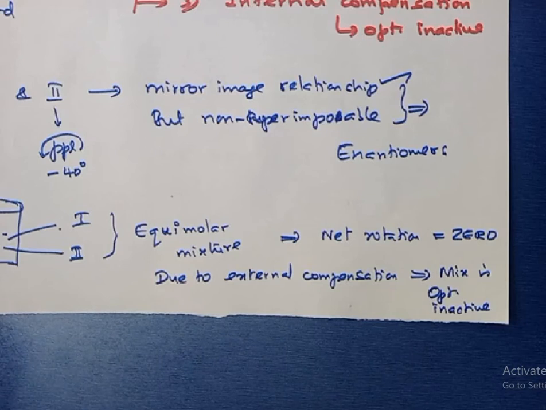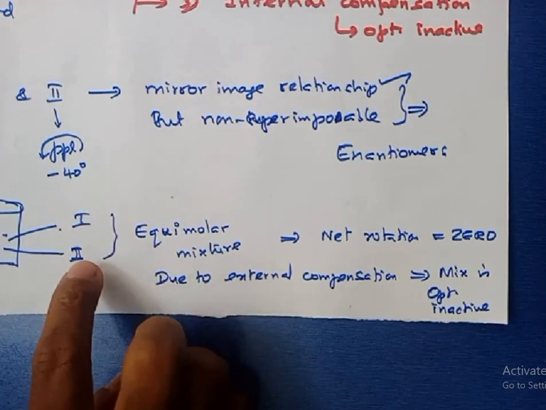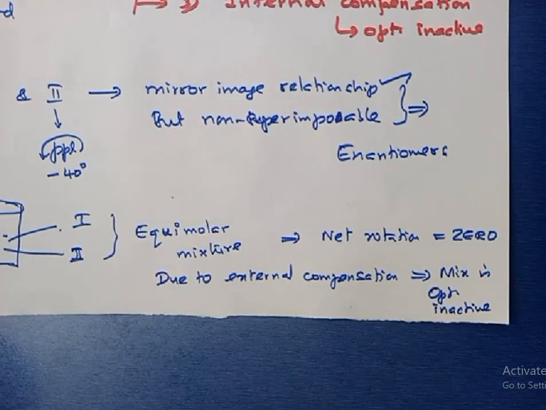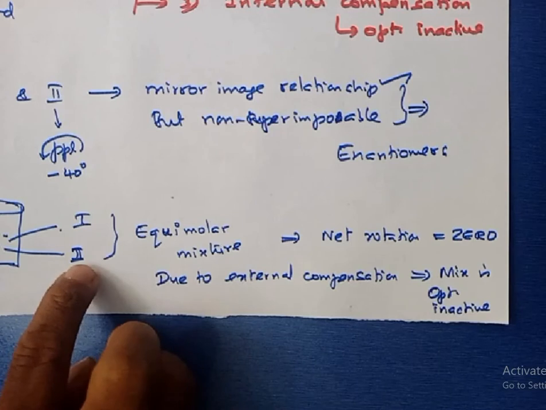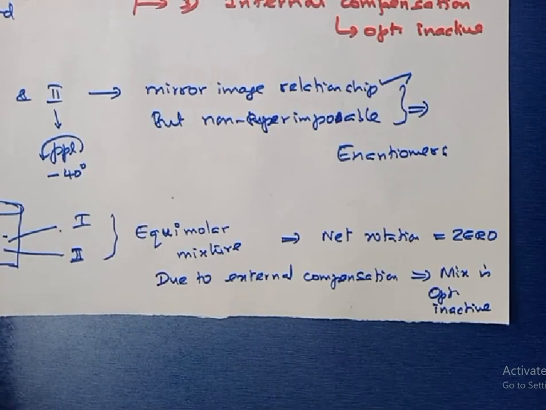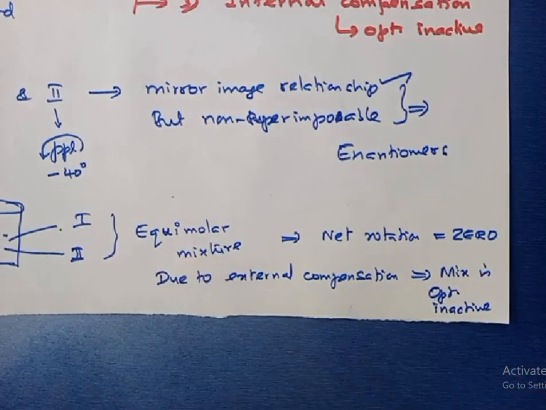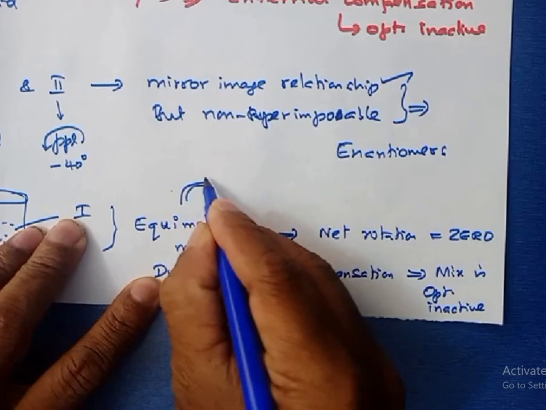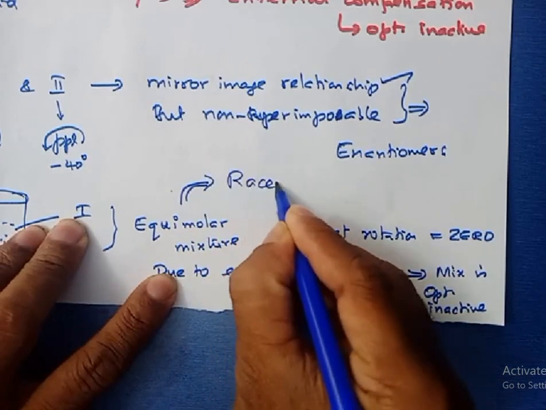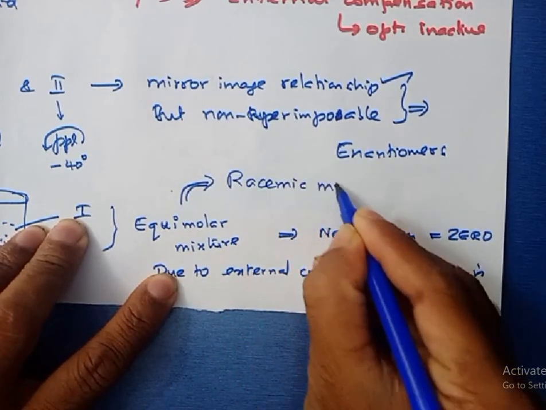Individually, the molecule rotates plane polarized light, but we have 50% of this isomer and 50% of the other isomer. So 50% of isomer 1 rotates the light clockwise, and 50% of isomer 2 rotates the light anti-clockwise to the same extent. Therefore, net rotation becomes 0, and this mixture is what we call a racemic mixture.